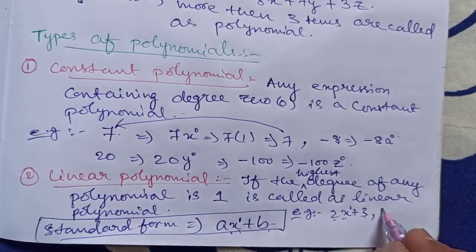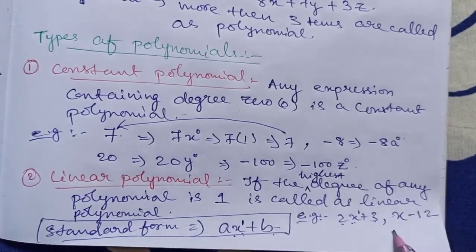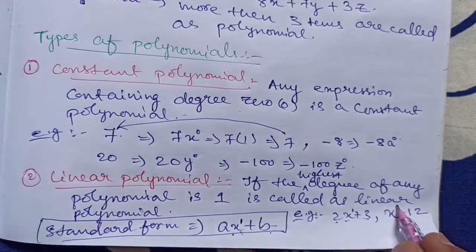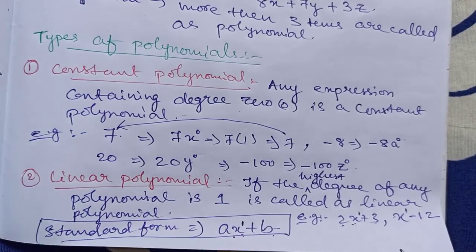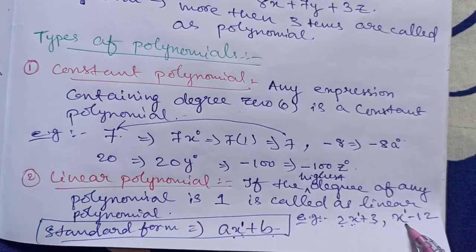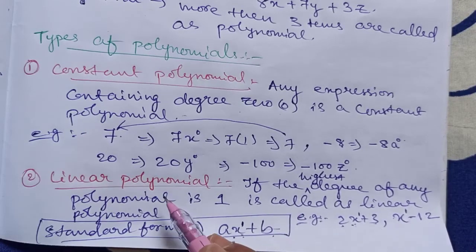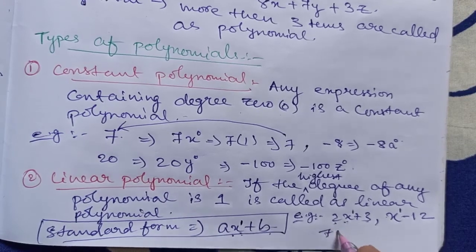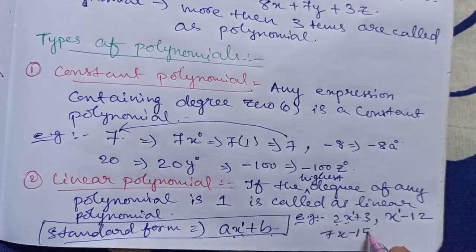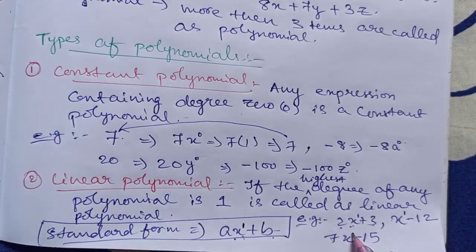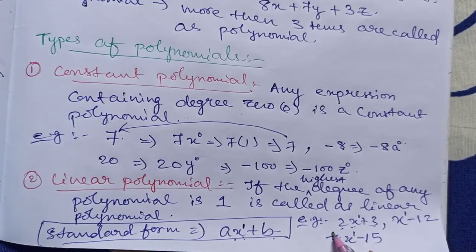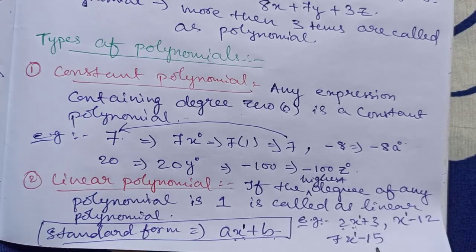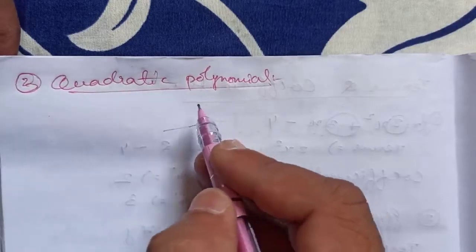Suppose I will write x minus 12. Is it a linear polynomial? Yes. What is the highest degree? Highest degree is 1. Whichever expression you will see with the highest degree 1, it will be taken as linear polynomial. One more example we will see. 7x minus 15. The degree is 1. So it is a linear polynomial. Getting?